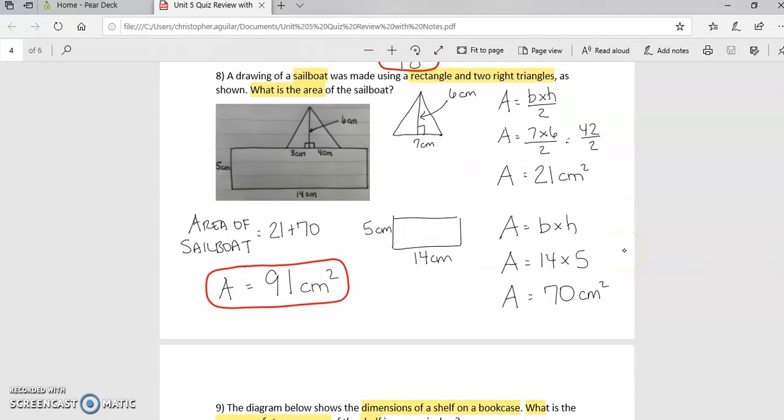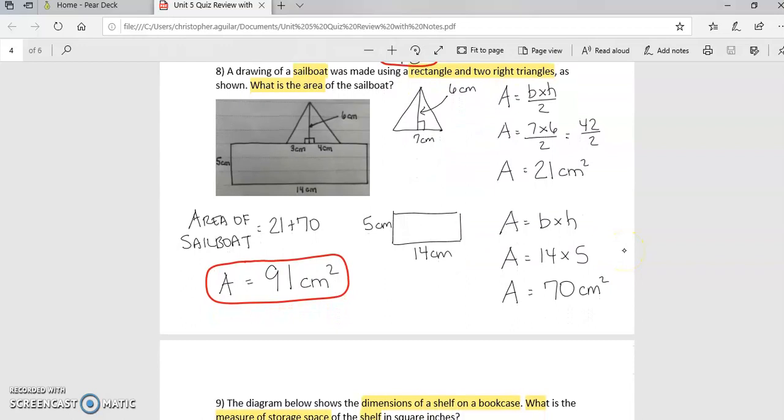Moving on to number 8, this time for real. It says a drawing of a sailboat was made using a rectangle and 2 right triangles as shown. What is the area of the sailboat? So again, I have a composite figure here. I have a big rectangle base, like the bottom part of the boat, and then I have the sail that's made of these 2 triangles. So I'm going to find the area for the rectangle on the bottom, and I'm going to find the area for this big triangle, once I put these 2 bottom bases together.